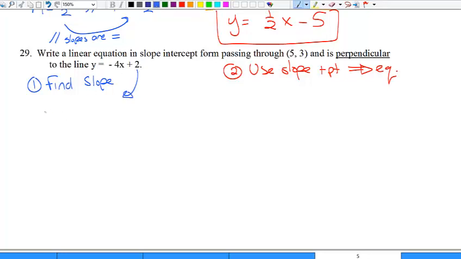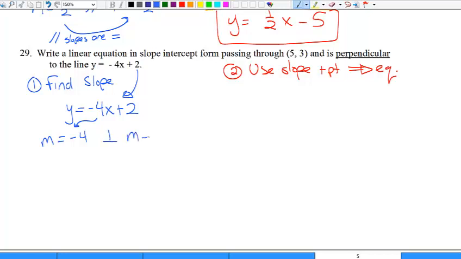So the information that was given: it has to pass through the point 5, 3 and perpendicular to the line y equals negative 4x plus 2. So perpendicular. This is a little different than the previous one. But the one nice thing is it's already in the form that you want. So the slope of this line is negative 4. It's right there, mx plus b. So the m is negative 4.